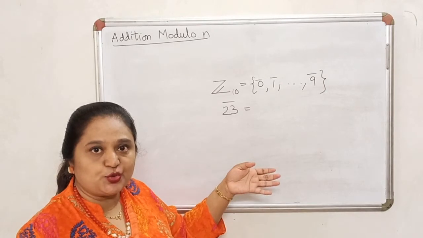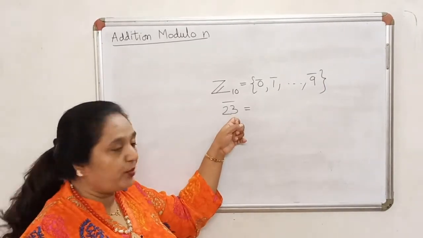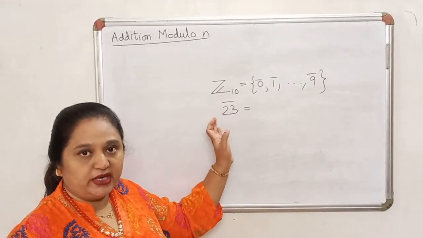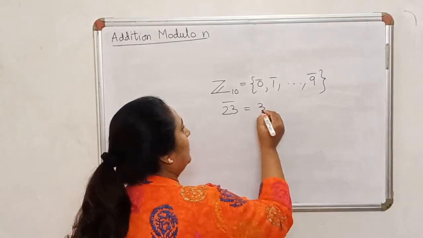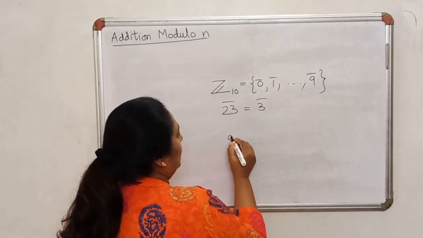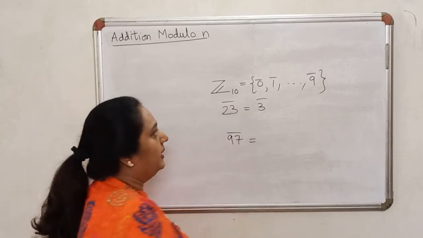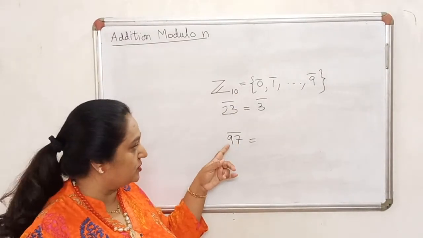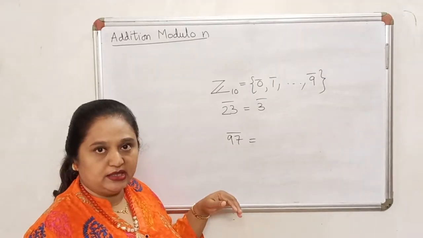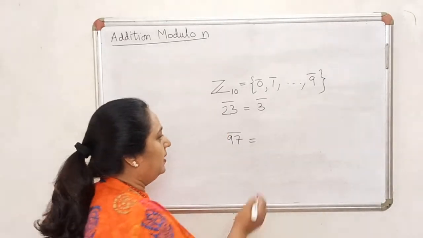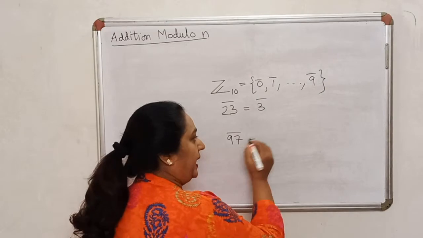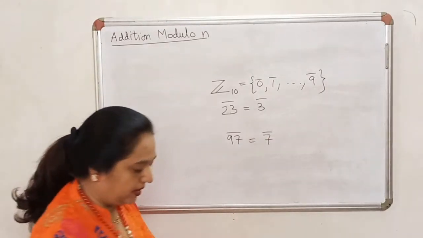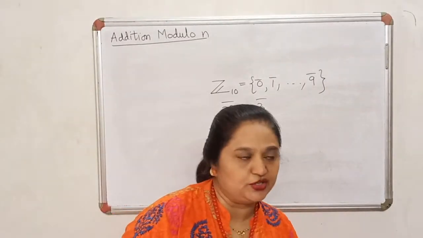So 10 twos is 20. You subtract 20 from 23. So 23 minus 20 will give me 3 bar. If I want to find out what is 97 bar, then I take a multiple of 10 which is closest to 97 on the underside of it. 10 nines is 90. So 97 minus 90 will give me 7 bar. So that's how we do our calculations.